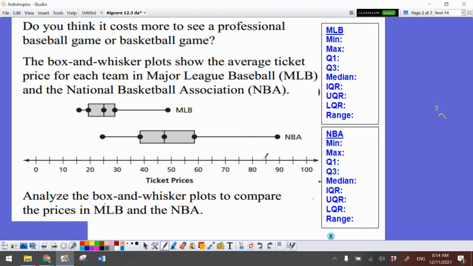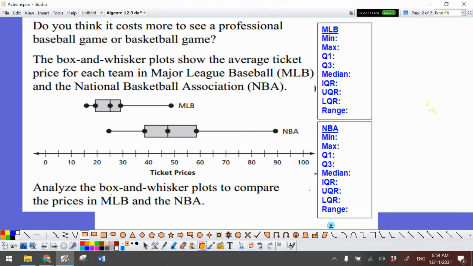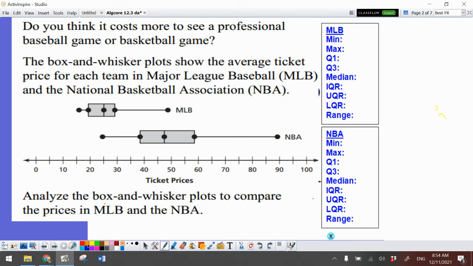Some of these are very easy to come by because they come directly from the chart. Other ones we have to do a little bit of math to calculate. So definitely encourage you to have your vocab out from the other day so that you can identify the values. All right, so let's start with the Major League Baseball.